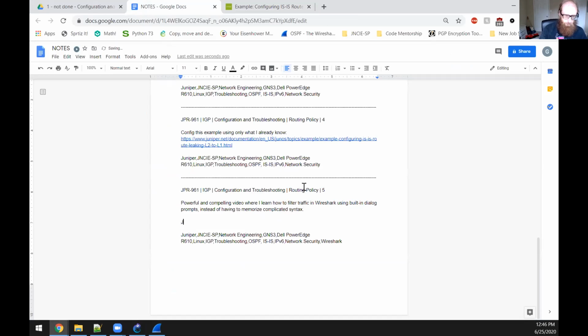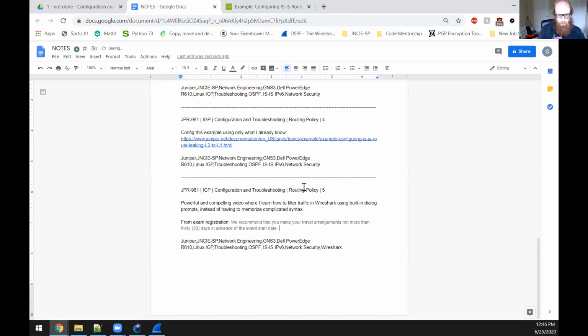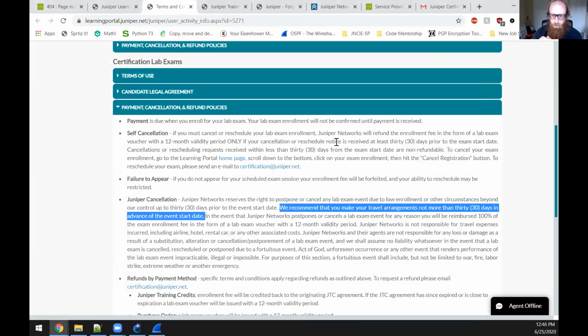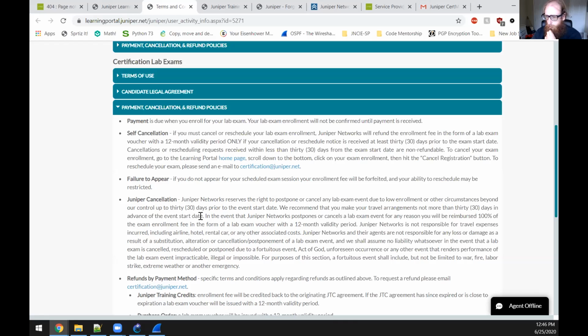So Juniper recommends that from exam registration. Yeah, that makes sense, because they have the right to cancel your exam, but they must give you 30 days notice. So if you make your arrangements within that 30 days, you will be able to take your exam. If you make it outside of that 30 days, they can cancel it, and you might have trouble canceling your travel arrangements.